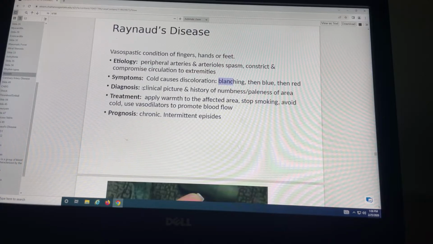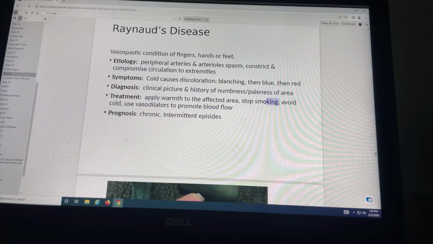Diagnostic wise, people can just tell you, hey, when I get really cold, my hands do this. And there's not a special test, you can just see it, right? That's just the history, numbness and paleness in the area. Typically, they're just going to put your hands in something warm, like those hand warmers that you can carry around in your pockets, or running them under hot water.